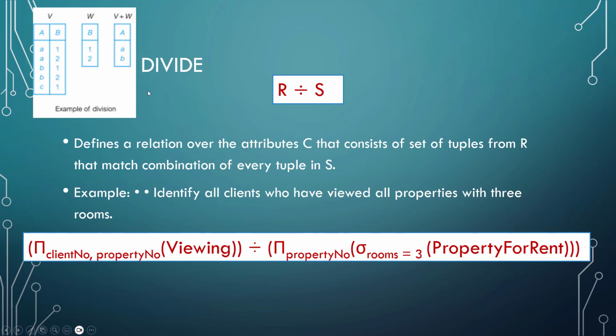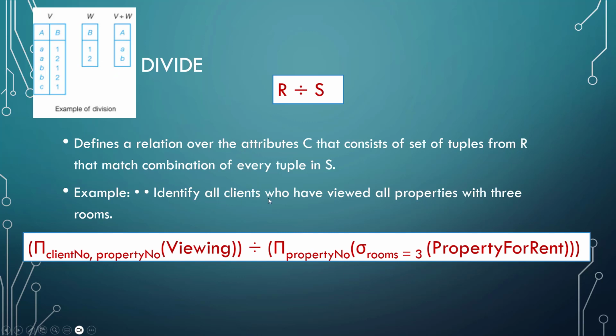And the result will be A, the field that's not in W, if every value in A matches every value in W. So A has a 1, 2, which is what W has. So A is going to be written over. B has a 1, 2, which is what W has. So B is going to be written over, but C only has a 1. So C is not in the result set.